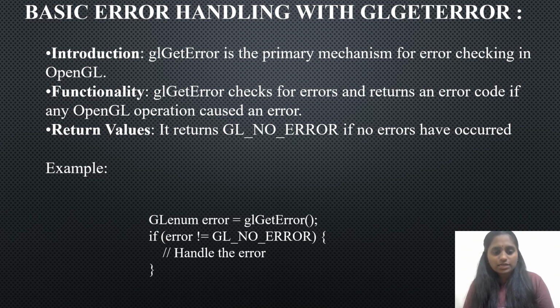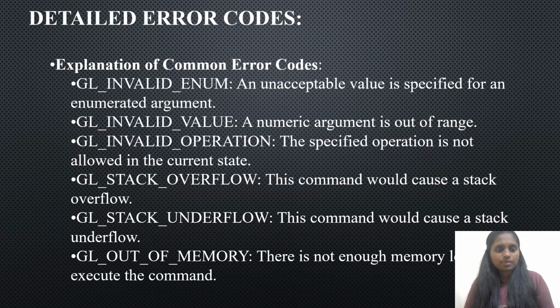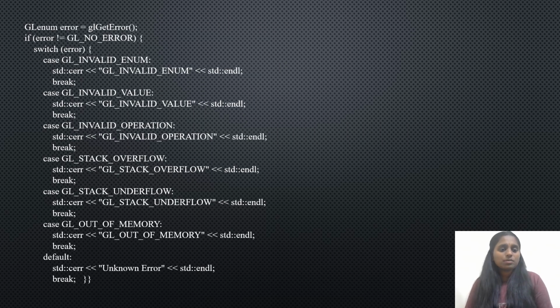Example, and it is the syntax of glGetError. Firstly, GLenum error = glGetError. If an error occurred, then it will return the GL error number. And this is the example for invalid enum, invalid value, invalid operation, stack overflow, stack underflow, GL out of memory. This we have seen in the previous slide.